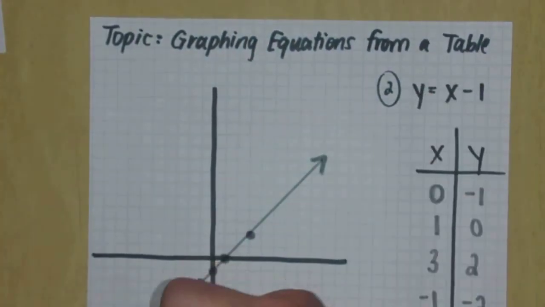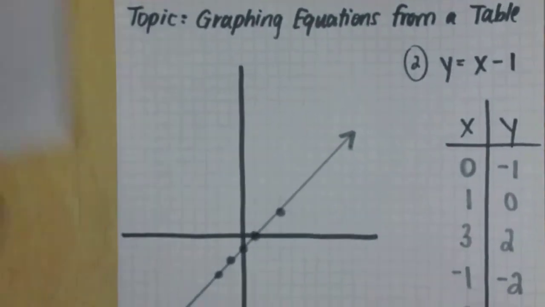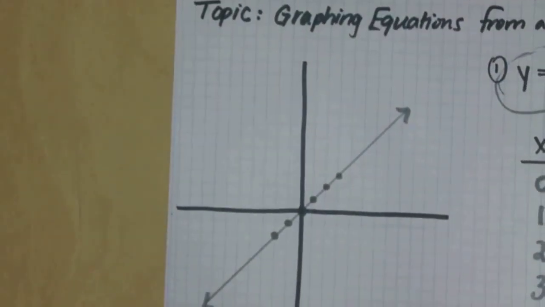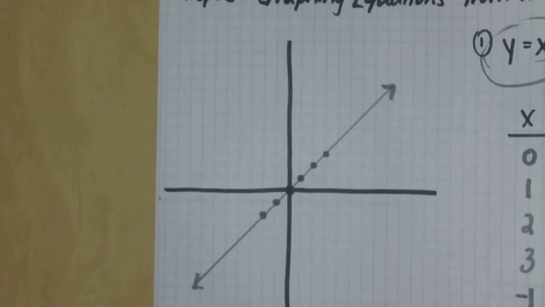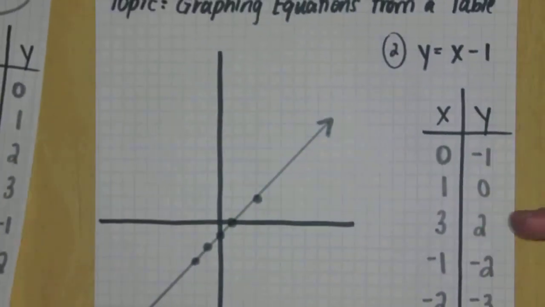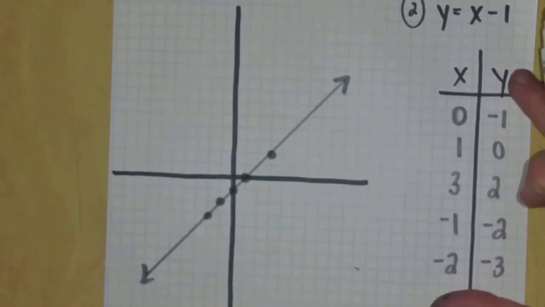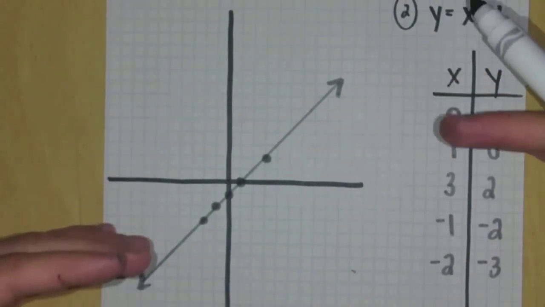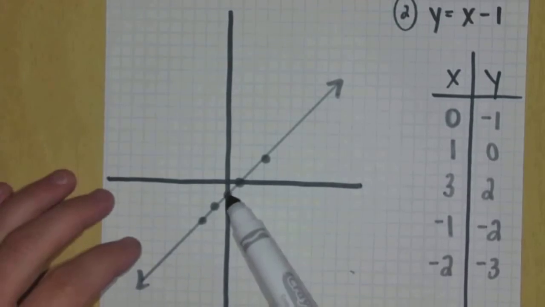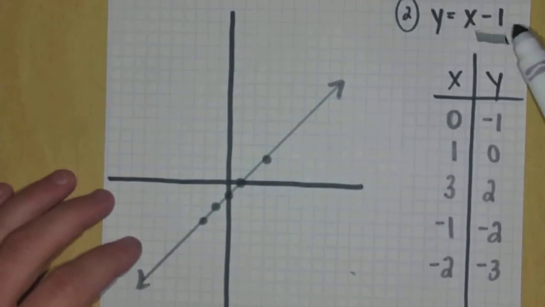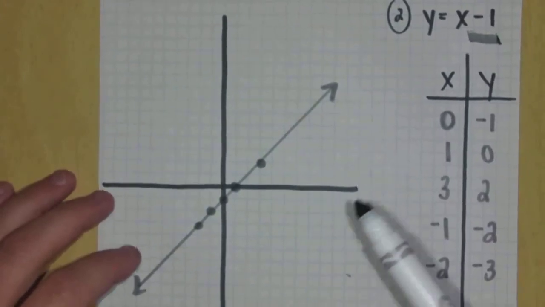So again, let's look at the first thing that happened here. My first graph went right through the origin, y equals x. My second graph, y equals x minus 1, all I did was take the same graph and I dropped it down one value. Keep that in mind as we move forward.